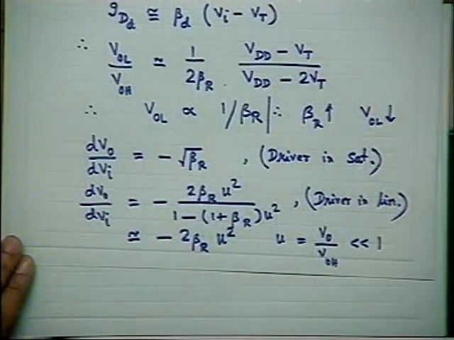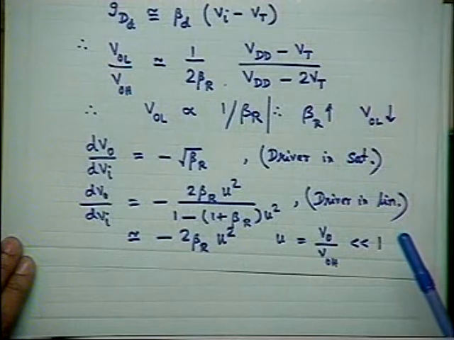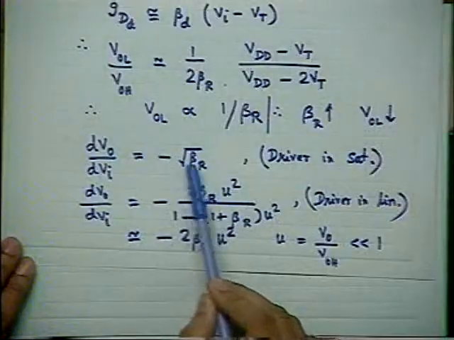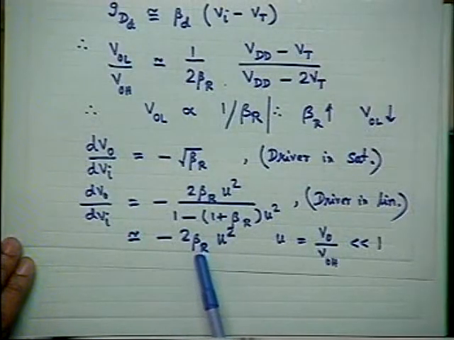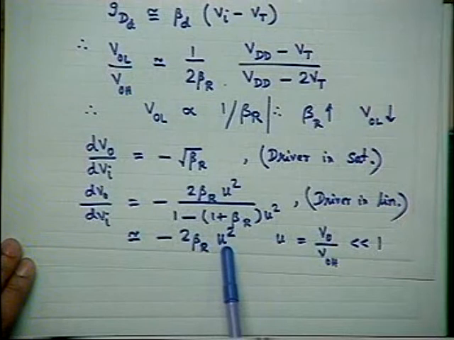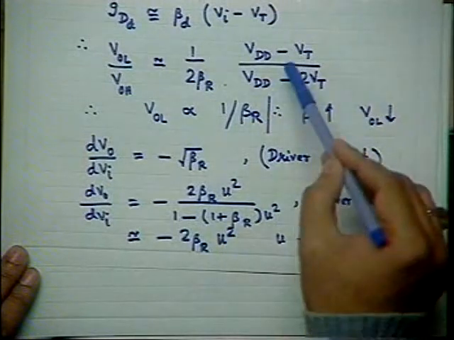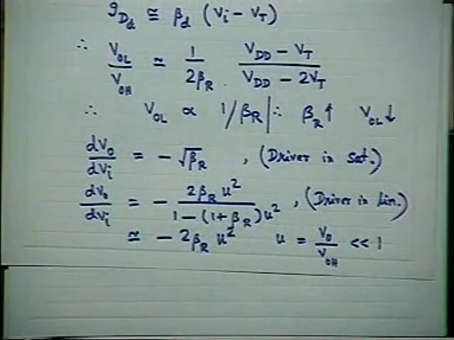And thirdly, we notice the rate of fall of output voltage with respect to input voltage when the output voltage is very low, close to the low state output voltage. Again this gain is proportional to beta R, very important. But the gain finally decreases to practically 0 when u, the output voltage, approaches 0. Therefore, combining these three facts, we can now have a qualitative picture of the output versus input characteristics of the inverter. Let us try to draw that.